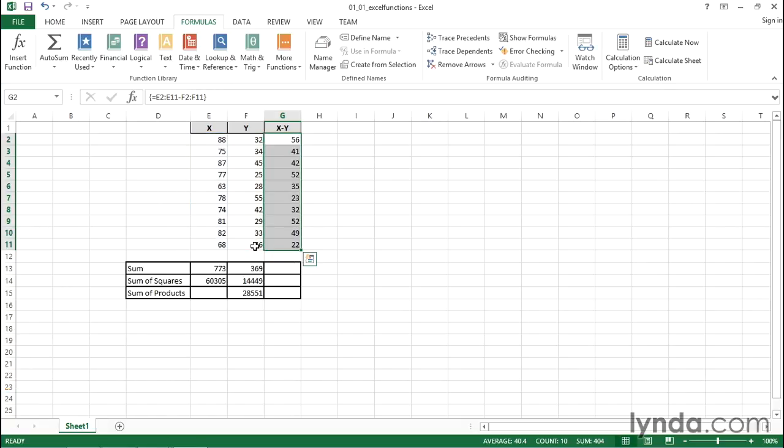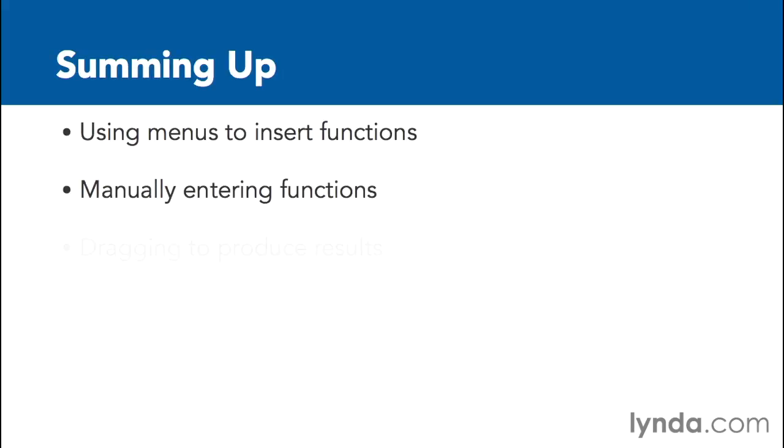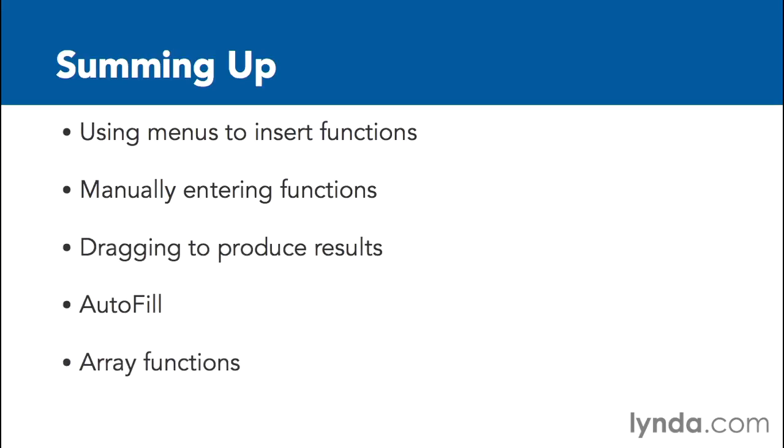This is called an array function, and in the formula bar, notice the curly brackets around the formula. They signify array function. I went through this method because Excel has a number of helpful built-in array functions, and it's a good idea to learn how to use them. So in summary, we used menus to insert functions, we manually entered functions, we dragged to produce results, we auto-filled, and we learned how to use array functions.